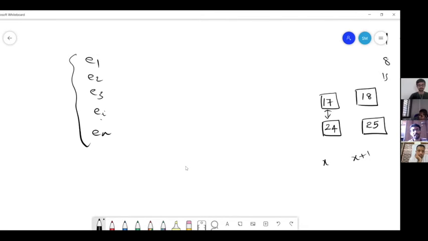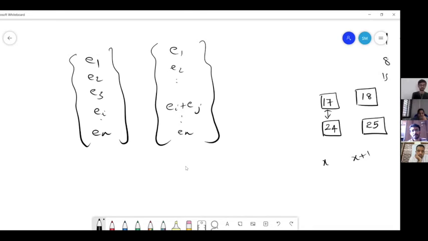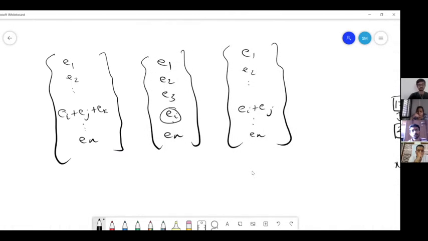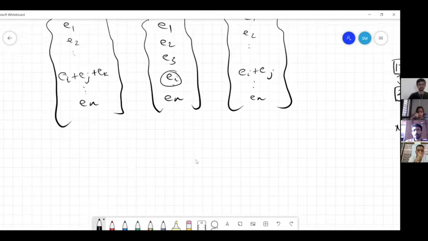So if I have Ei, I can replace this Ei by some Ei plus Ej, and the rest are all the same, and then the solution space is unaffected. Okay, so if you're able to see it, great. Now, instead of Ei plus Ej, what if I replace Ei by Ei plus Ej plus Ek? It would be the same, right? So, how are you reasoning this out?